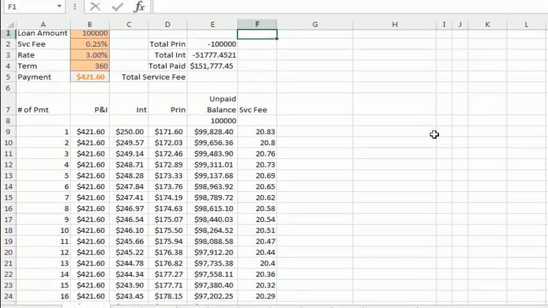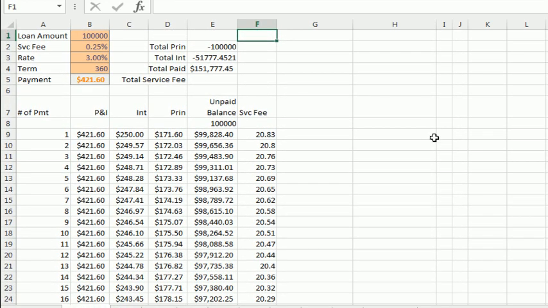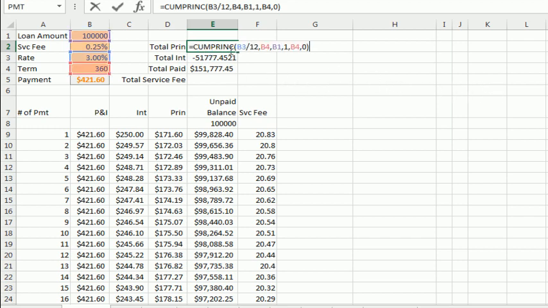All good, right? But it's a real hassle to have to build this 360 row amortization table just to get those numbers, because after all, we can figure out the total principal using the cumulative principal, or the total interest using the cumulative interest payment. All right, and this is saying that we're going from month 1 to month 360. We have those two functions built in, and total paid. Well, hey, that's a no-brainer. That's just the term times the payment.